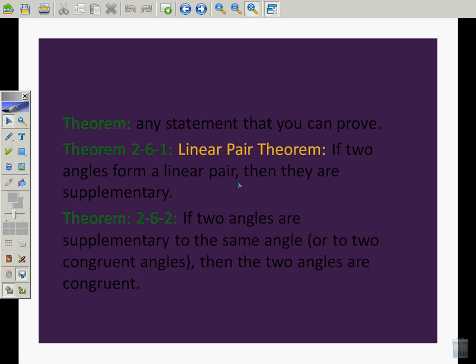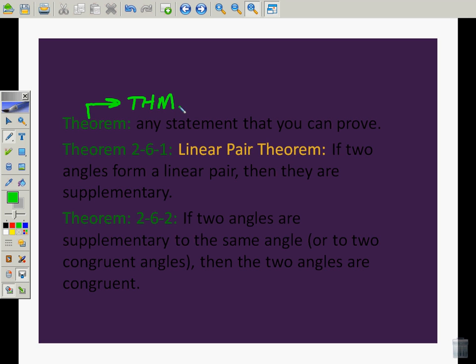Part of this geometric proof process, we're going to explore some theorems. With theorems, a theorem is any statement that you can prove. We have some theorems that have already been proven and we can use them. Sometimes we will abbreviate theorem THM. If you see that in your book, that's what that means.